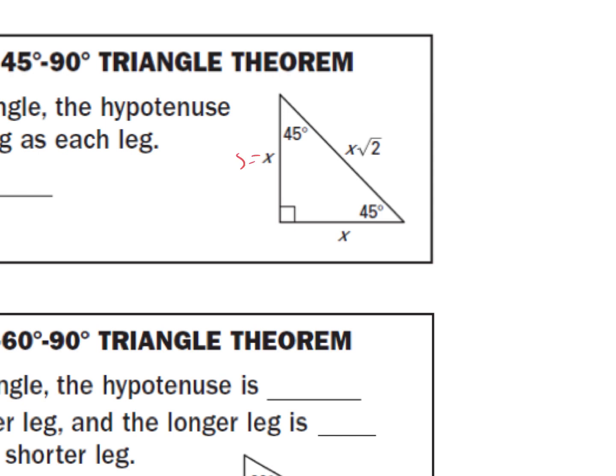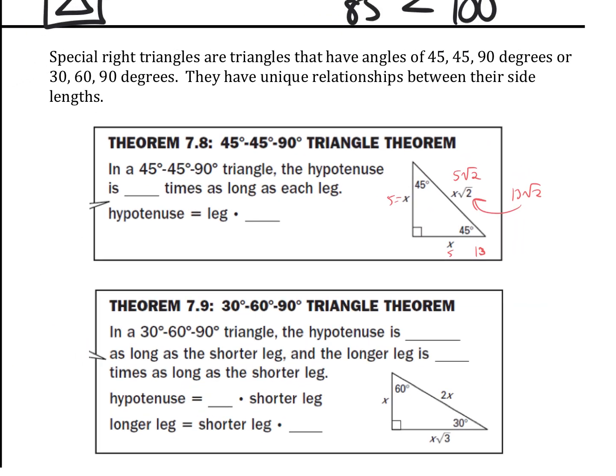So say x equals 5. This would also equal 5. What would this be over here? Well, it'd be 5 square root of 2. What if this were 13 square root of 2? Then this over here would be 13, because it would be just the x. It's a shortcut instead of doing the Pythagorean theorem every time to figure out how they relate. So in these blanks, it's going to be square root of 2 over here, and down here is going to be twice.